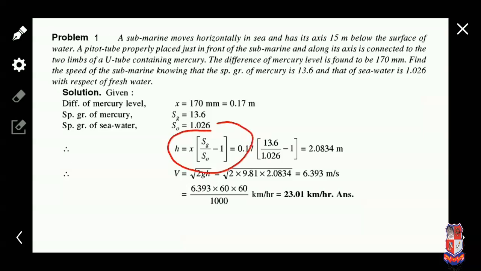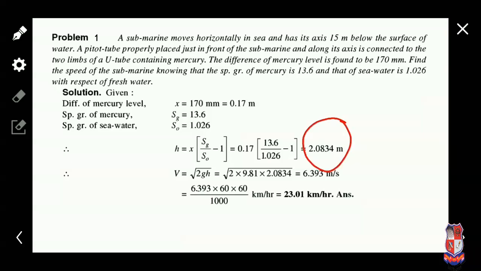And we know that the value of h can be found from this equation in the case of a manometer. So h is equal to x times (Sg upon S minus 1). Here Sg is the specific gravity of the heavy liquid, so it's mercury, and its value is 13.6. The specific gravity of the light liquid, which is water, seawater, is 1.026, minus 1.